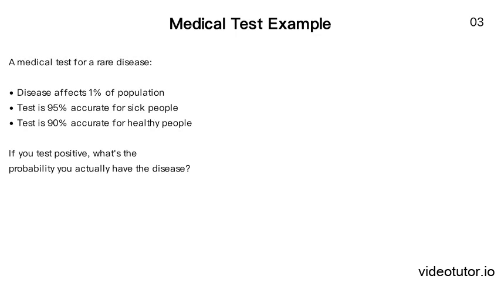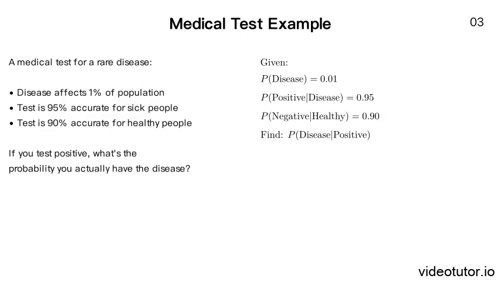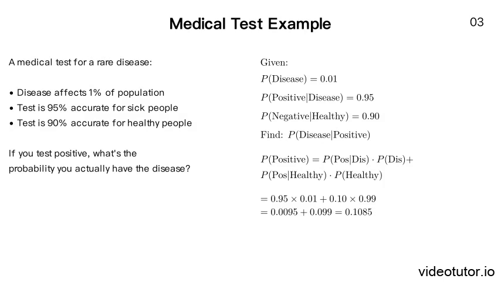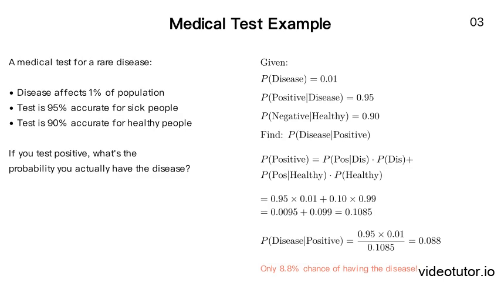Let's work through a classic medical testing example. Suppose a rare disease affects only 1% of the population. We have a test that correctly identifies 95% of sick people as positive and correctly identifies 90% of healthy people as negative. If you test positive, what's the probability you actually have the disease? Using Bayes' theorem, we first calculate the total probability of testing positive, then apply the formula. Surprisingly, even with a positive test, there's only an 8.8% chance of actually having the disease. This counterintuitive result demonstrates the importance of considering base rates.